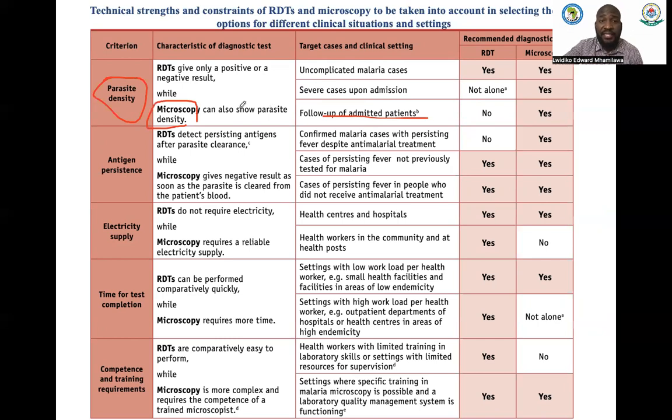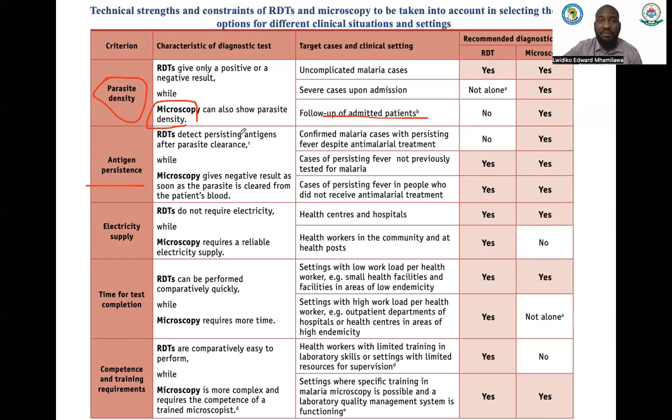In severe cases, when you're admitting the patients, you can use a rapid diagnostic test, but not alone. You have to complement it with microscopy to be able to differentiate species and things like that. But when it comes to antigen presence, it can be detected only in rapid diagnostic tests, while microscopes do not test for antigen presence. Now, how is this going to be useful in a clinical setting?